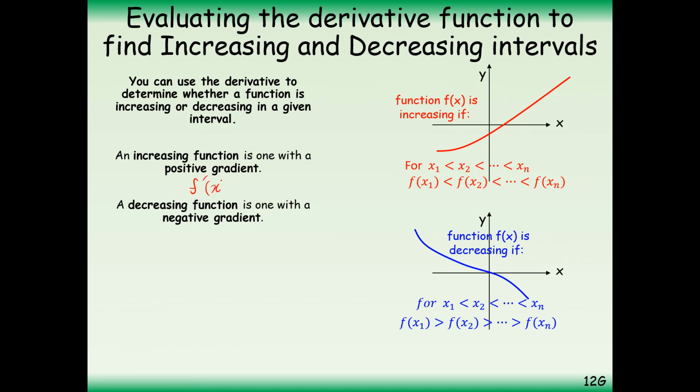So therefore f dash of x will be positive when it's increasing, and notice I'm not using the equality sign, I'm saving that for another time. So here the blue line, the gradient will be negative, it will be below zero. So these are the inequalities you should get used to writing.